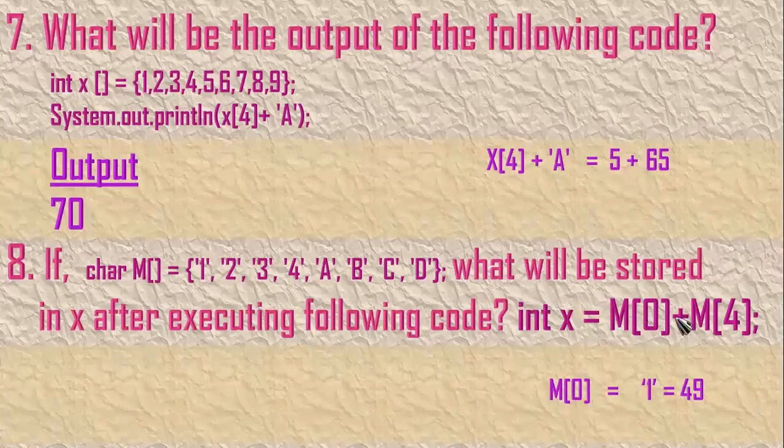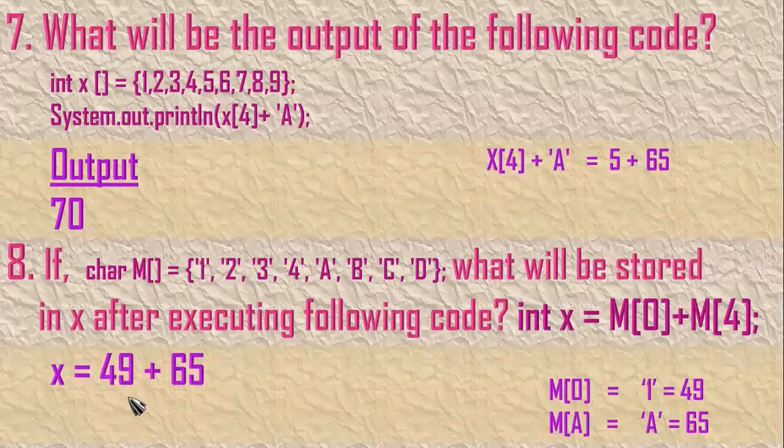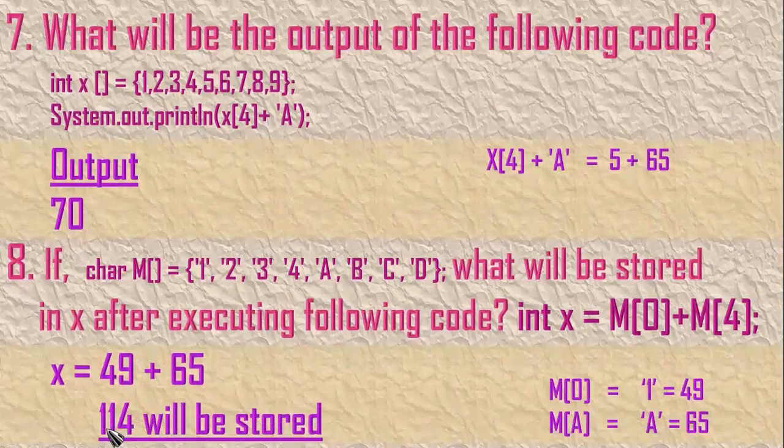And then at 4: 0, 1, 2, 3, 4. So A is available. So A's value is 65, you know. So now both will be added. So the answer will be 114. So this will be stored.